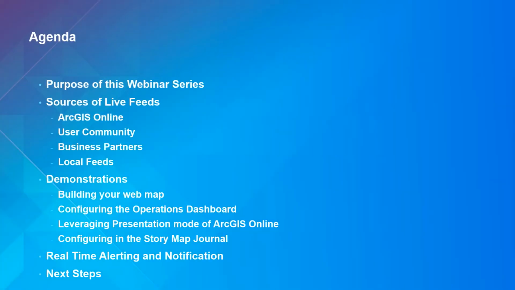So today we're going to go through the agenda. We're going to talk about the purpose of this webinar series, sources of live feeds through online, the user communities, partners, and how you can use local feeds to augment your situational awareness. And then Kevin's going to actually walk through, using a really current and relevant scenario, how to build a web map and configure your ops dashboard, use presentation mode of ArcGIS Online, and finally configuring that in a story map journal. We'll touch a little bit on real-time alerting and notification, and then talk about how we can go forward with the information that we've gained through this series.